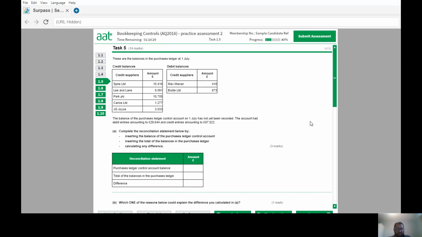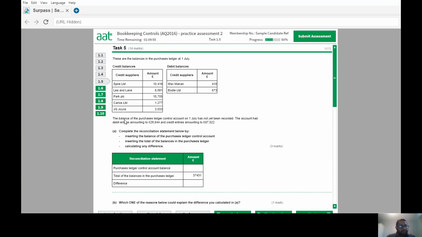10,416 plus 8091 plus 15,705 plus 1277 plus 3033 minus 418 minus 673, and I'm getting 37,431 pounds. So they're saying here that is the amount. So here the total of the balance of the purchase ledger. So the purchase ledger amount is going to be 37,431 pounds. Okay, we got that now.